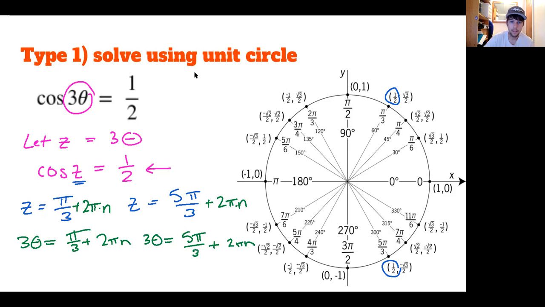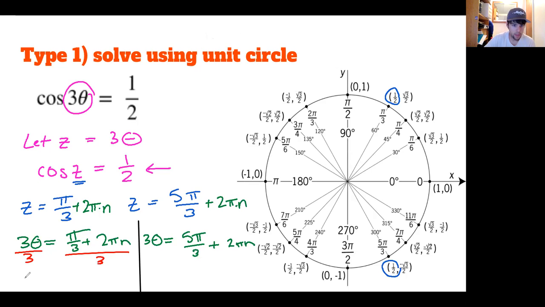All right, things are getting a little cramped here. Let me move some things out of the way. Okay, we're solving for theta, right? So to solve for theta, we need to simply divide both sides by 3.